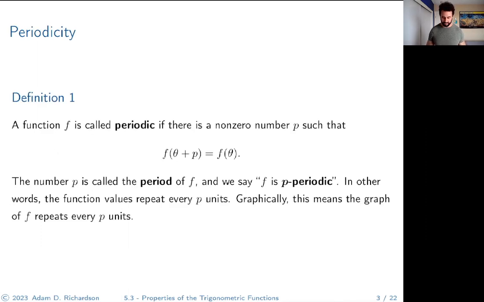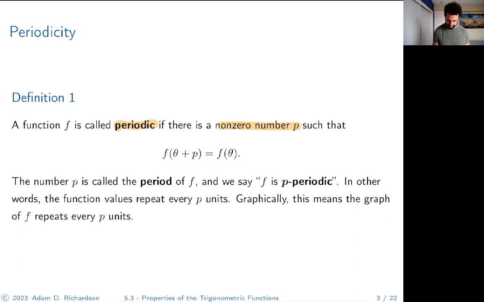So we say that a function is periodic if there is a non-zero number p such that f of theta plus p is equal to f of theta. So more specifically, what we're saying is this: if you take your angle theta and you add p to it, that's the same thing as just starting with theta itself. So in particular, the outputs of these functions are the same.